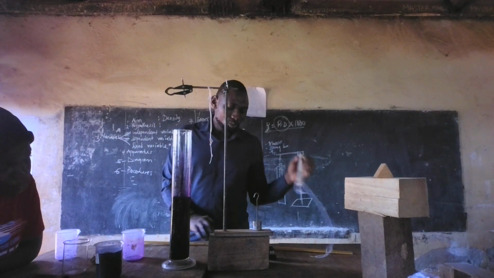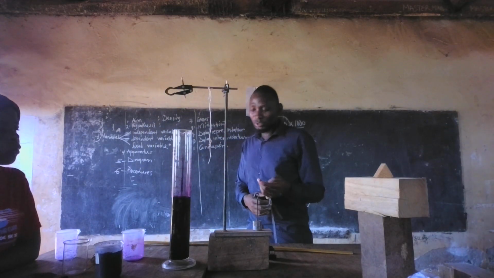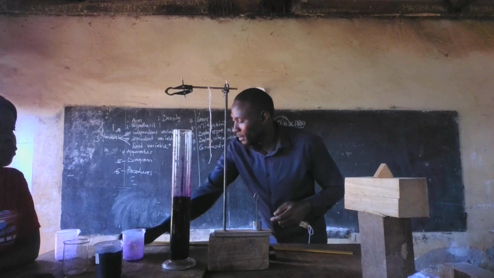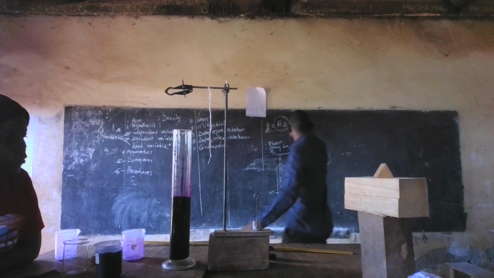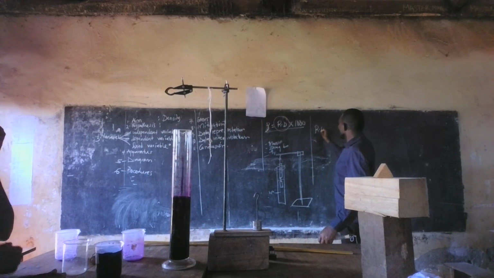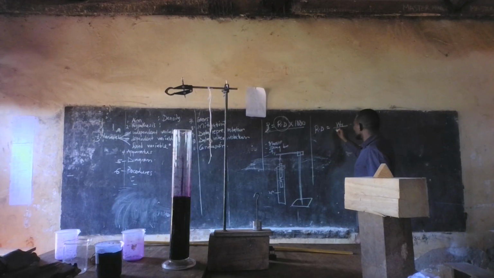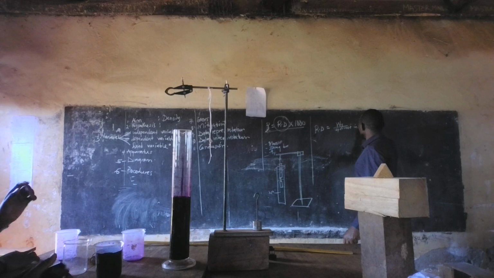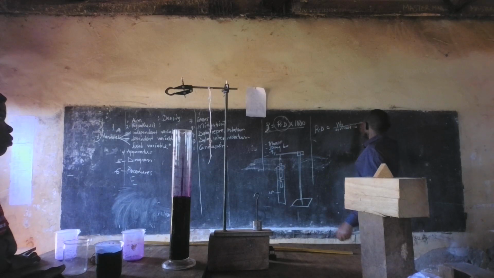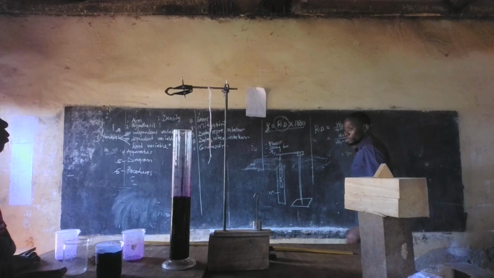Now, for us to get the relative density, we know the expression: the relative density is equal to the weight in the air over the upthrust in water. It means my relative density has to be the weight in the air over the weight in the air minus the weight in water. That is how I can get my relative density.